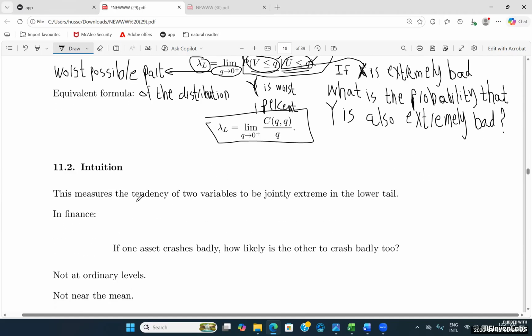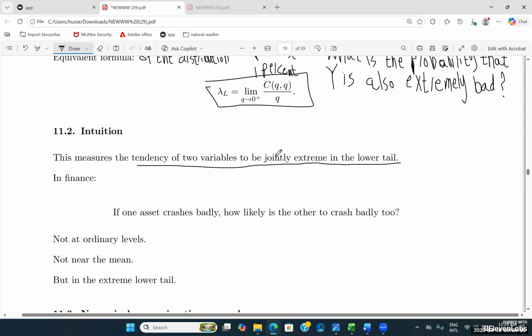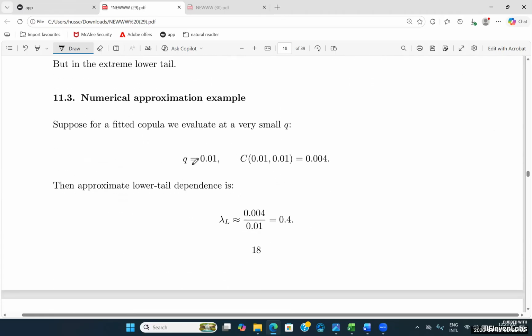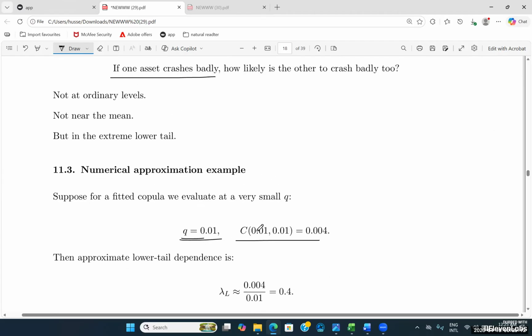What we're essentially doing here is measuring the likelihood or the tendency for two different variables to both become extremely low, specifically in the lower tail of their respective distributions. If one particular asset crashes badly, as you can observe right here, how probable is it that the other asset will also crash severely at the same time? For example, consider this scenario. If you possess these specific values, then you can observe here the copula dependence, meaning if both events are happening at the same time, the overall chance, the precise probability, is exactly 0.004.